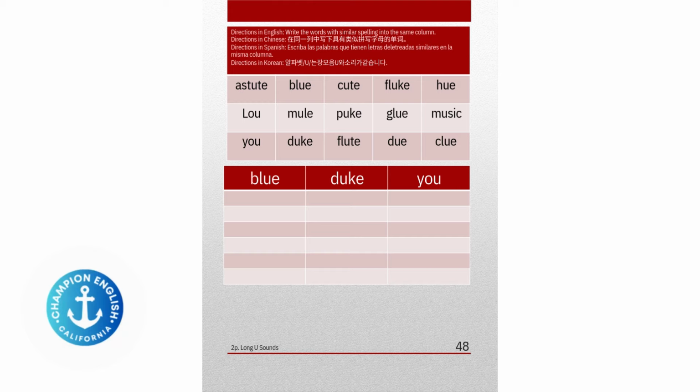Okay, once you get done with that, go ahead and put the words into the right column. So you have blue, which ends with UE, Duke, can we say Duke? Duke, which ends with UKE, and U, which ends with OU. I'm going to give you 30 seconds to put the words into the right column. And here we go, students.